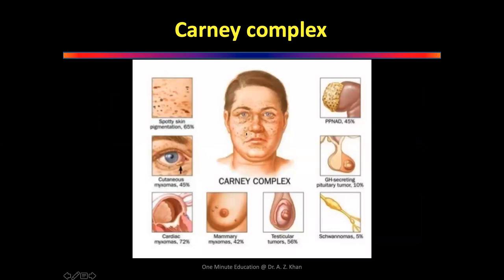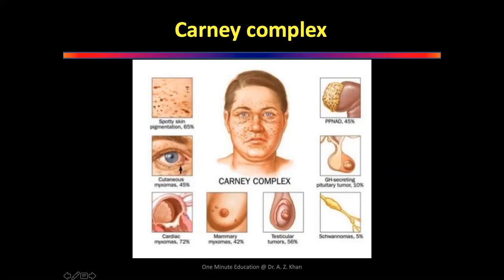Multiple spotted things on the face, and you get multiple myxomas, not just in the heart, but you can also get them around the eyelids. You can get it in the mammary glands. You can get it in the testes. It's also associated with schwannoma. 5% of schwannomas will have Carney's complex.